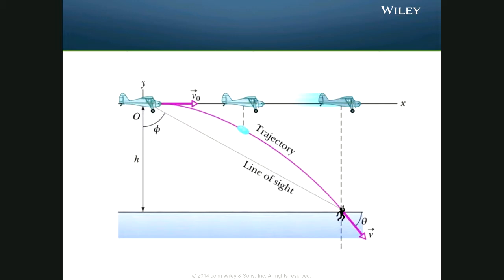So we have H equal to 500 meters, right? We have v naught equals 55 meters per second. And that's it. And then they want to know what this angle phi is, right? So how are we going to do this? How are we going to do this?